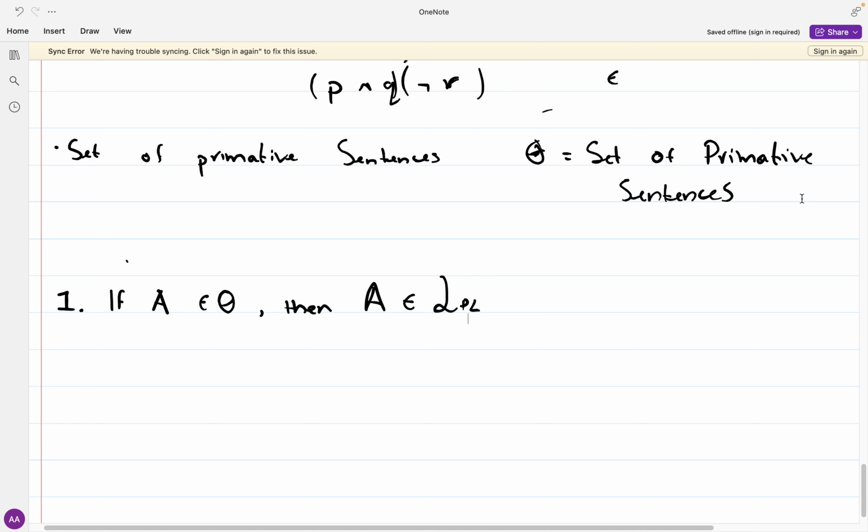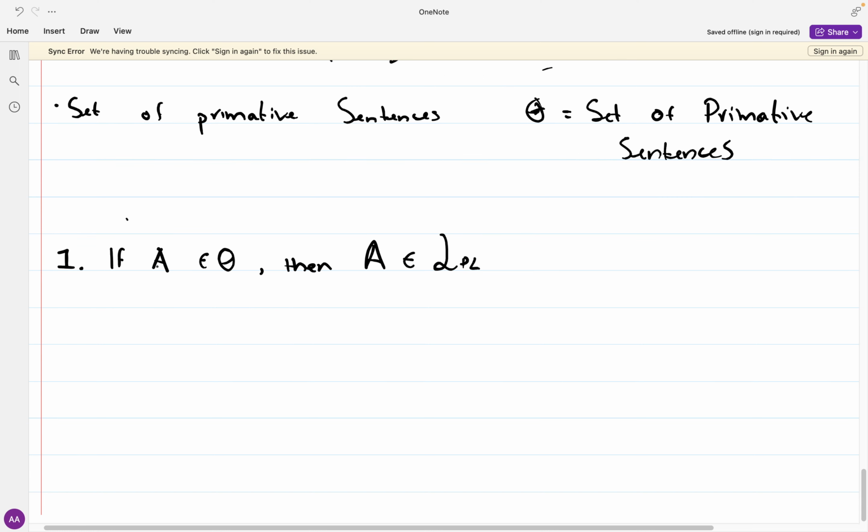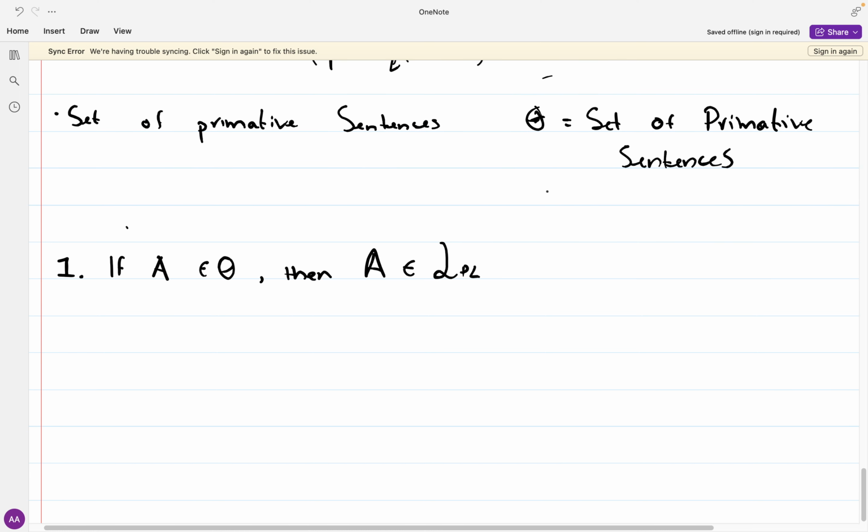We then go on to add the connectives. So this is just simply telling us that any proposition that is a primitive is a member of the language of propositional logic.